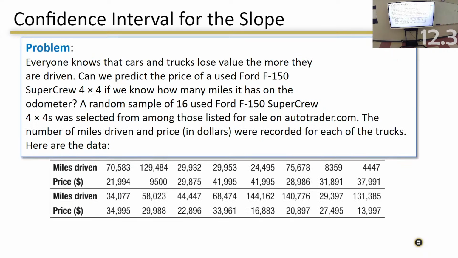All right. Everyone knows that cars and trucks lose value the more they are driven. Can we predict the price of a used F-150? We did this example in chapter 4. If we know how many miles are on the odometer, a simple random sample of 16 used F-150 Super Crew Cab 4x4s were selected among those listed for sale on autotrader.com. So here's all 16 of those. There's 16 of them. Good enough with all that stuff?